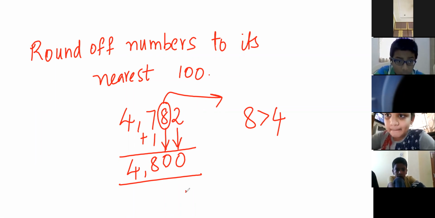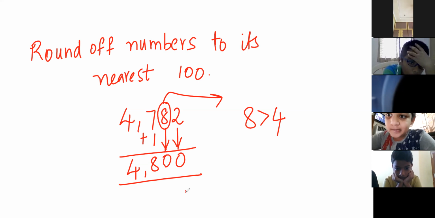Only the tens number you have to examine. What is there in the tens place? 8, right? You have to check whether that 8 is greater than 4, less than 4, or equal to 4. 8 is greater than 4, right? Then immediately you go to the hundreds place. Like previously we added 1 in the tens place, in that way we have to add 1 in the hundreds place now. Got it?